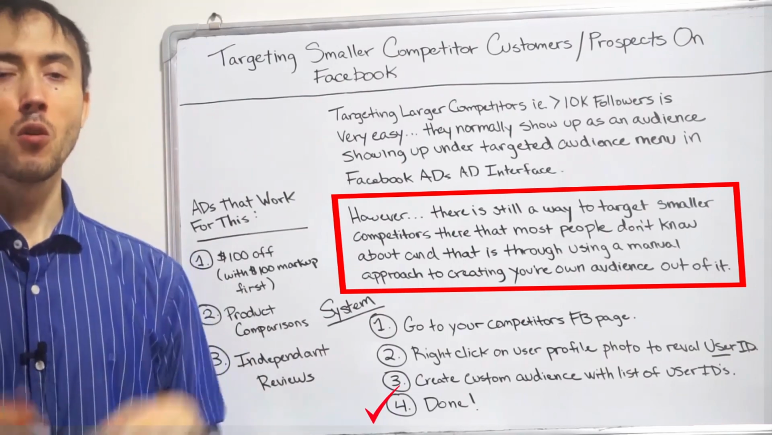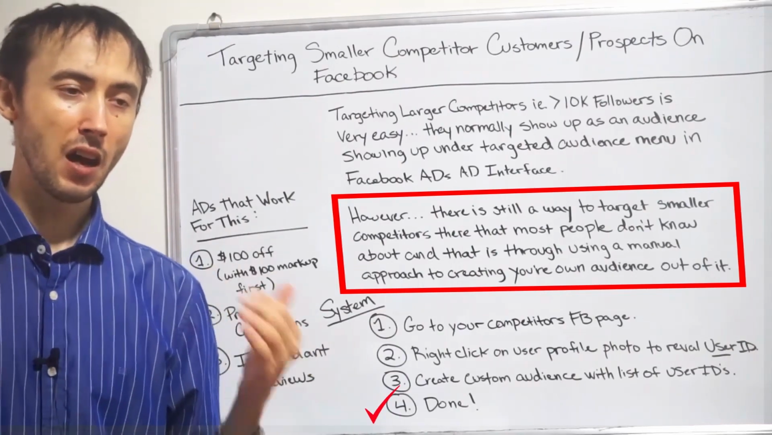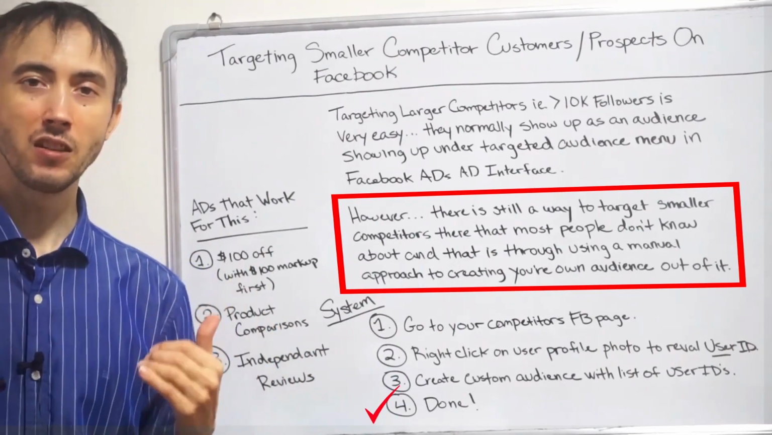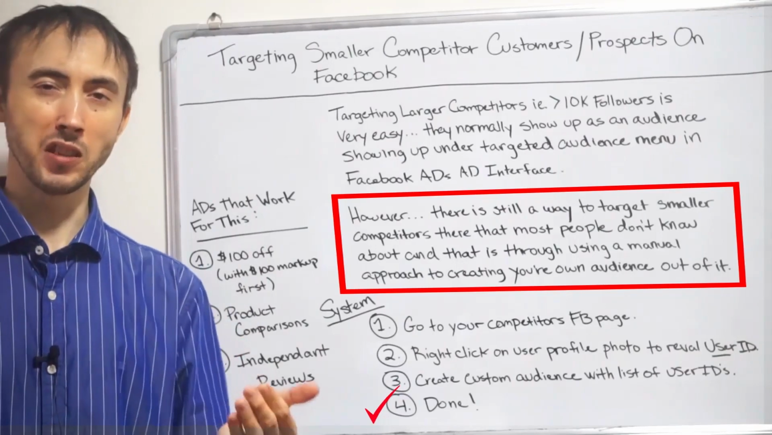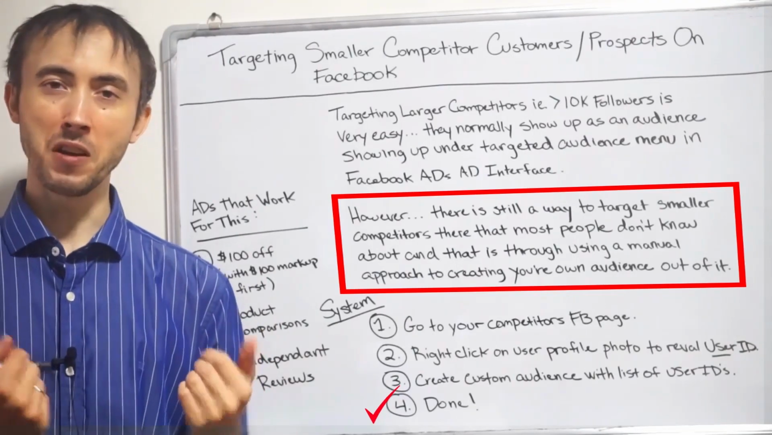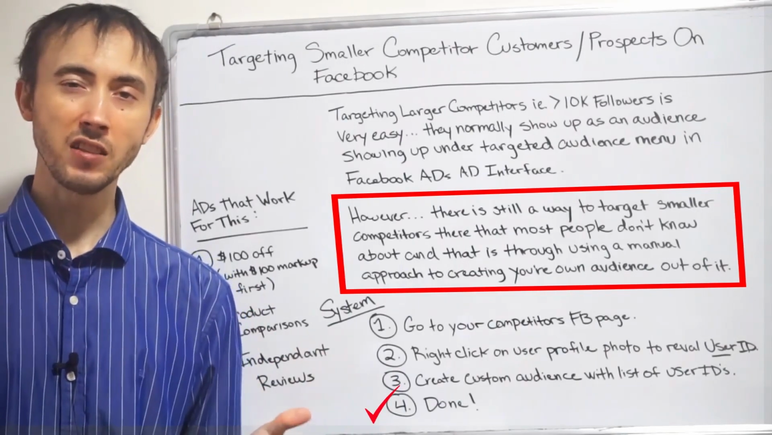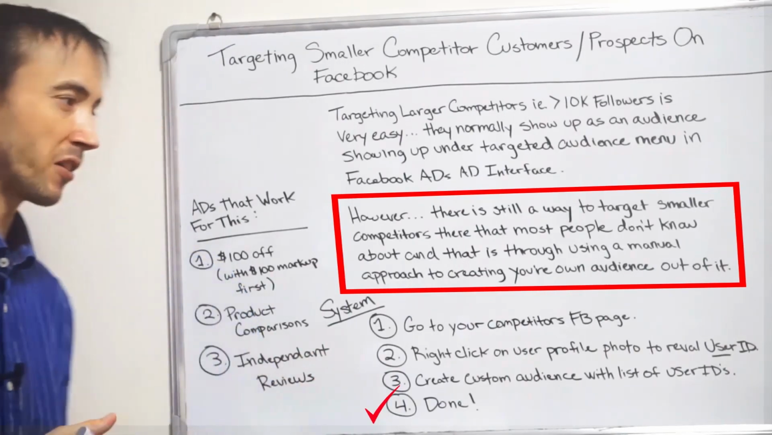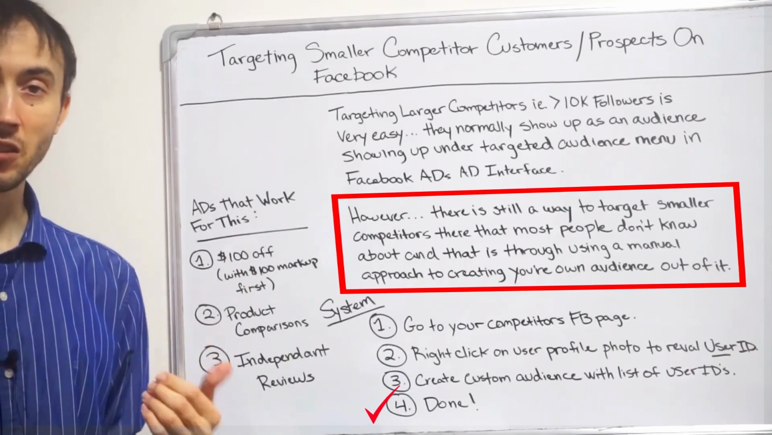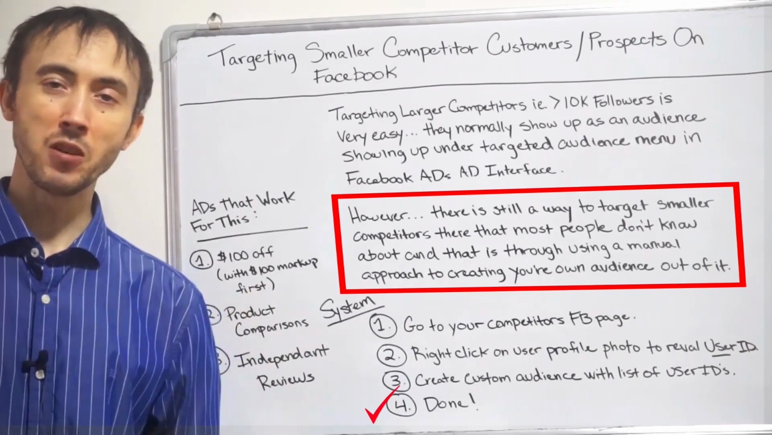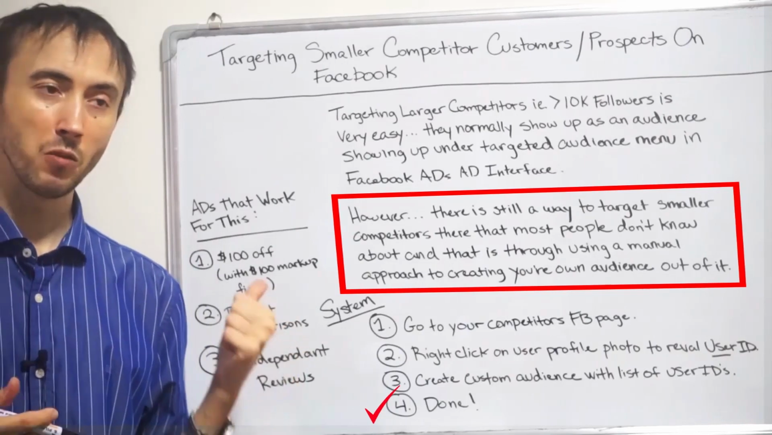Now, you're asking yourself, Corey, but how do I actually advertise to a competitor's customer to convince them to come over to me when they're probably satisfied and obviously already trust the competitor if they like their page? Well, it's very simple for me. There are three different types of offers that I use in these types of campaigns that routinely work.